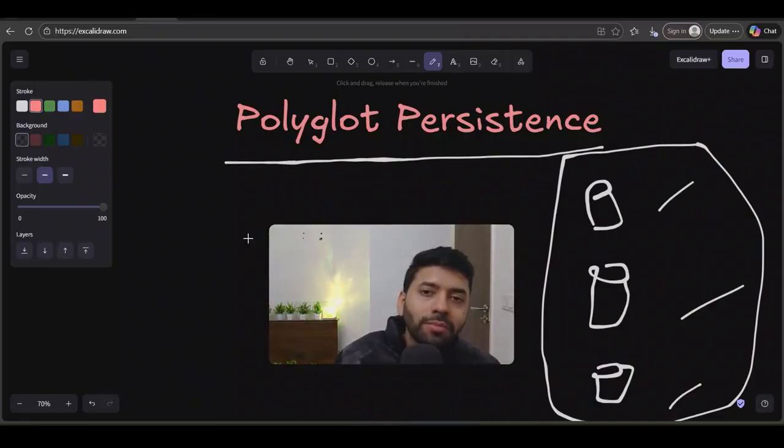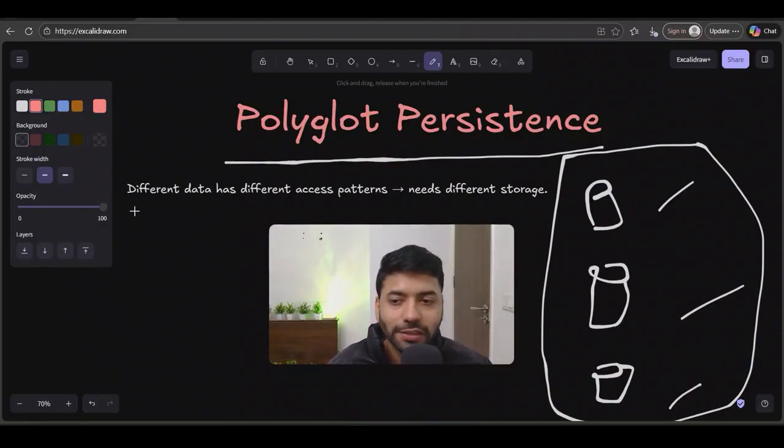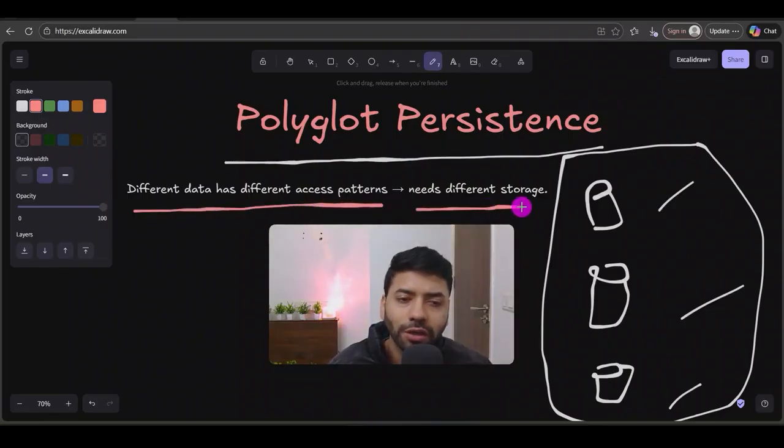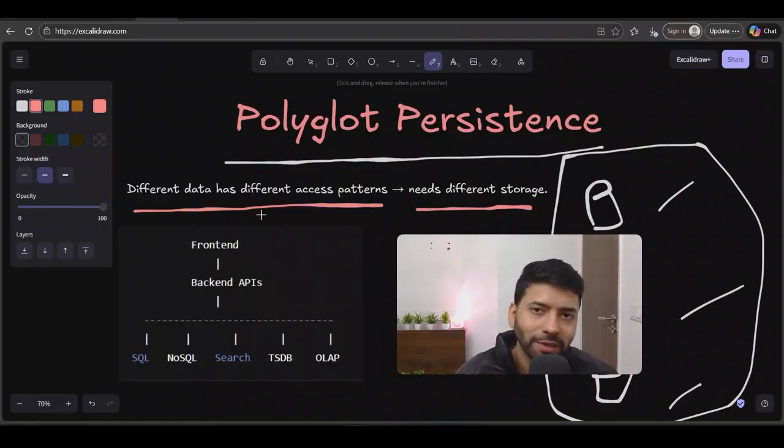If a particular problem is not getting solved by your current database, you can of course use another database to solve that problem, and keep the old database in the system as well, as it is working fine for the rest of the features. So in technical terms also, we can say different data has different access patterns, and that would require different storage. So we can imagine something like this.